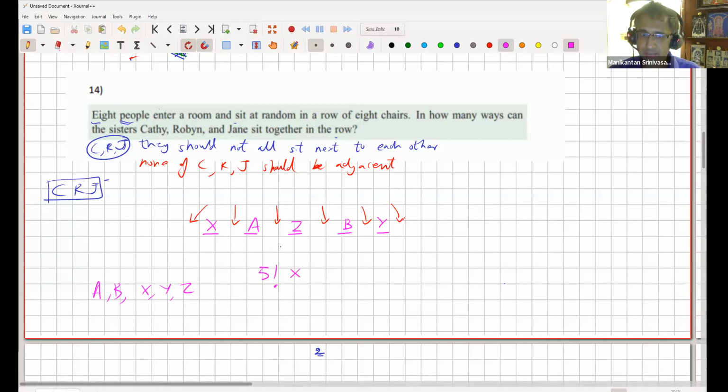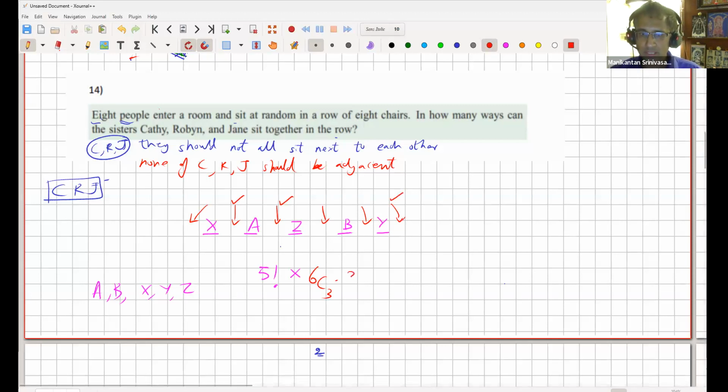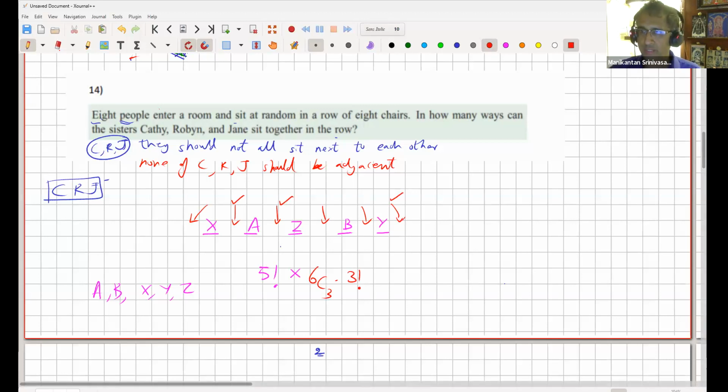After they are seated, just imagine you can insert seats anywhere, right? These 3 people, the 3 sisters, choose which 3 spots they are going to be sitting in. Let's say they end up choosing this spot and this spot. Having chosen, they decide who is sitting where among those, which is 3 factorial ways. Does it make sense? Logically, does it make sense? Rest is simplification, which anyone can do.